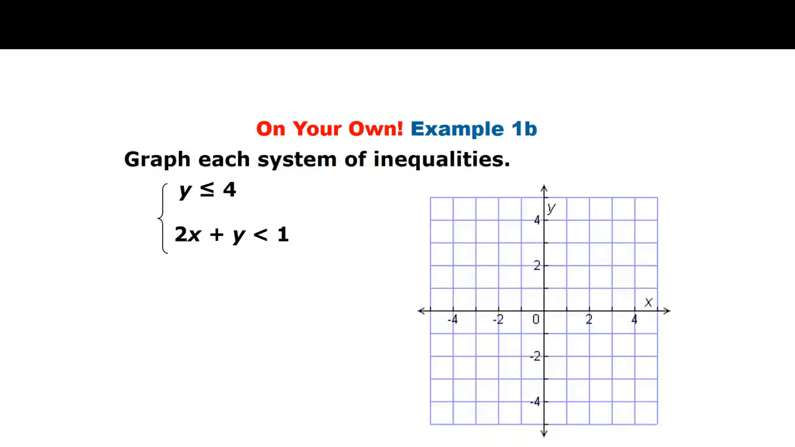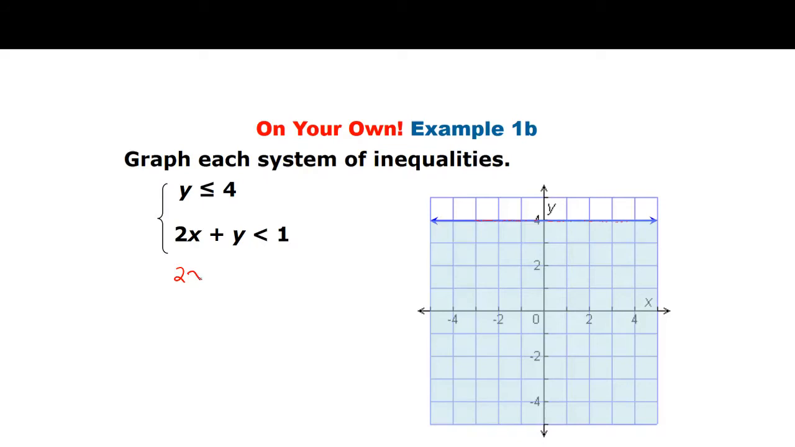Let's keep going now. The next one, I want you to try on your own again. So put the video on pause and give it a try. All right, when we do this one, we see that the first one's already set up where y is less than or equal to 4. So let's go ahead and plot that. Here y is going to be 4 no matter what x is. And this is equal to, so it's going to be a solid line. And it says that y is less than, so we're going to shade everything below. There it goes.